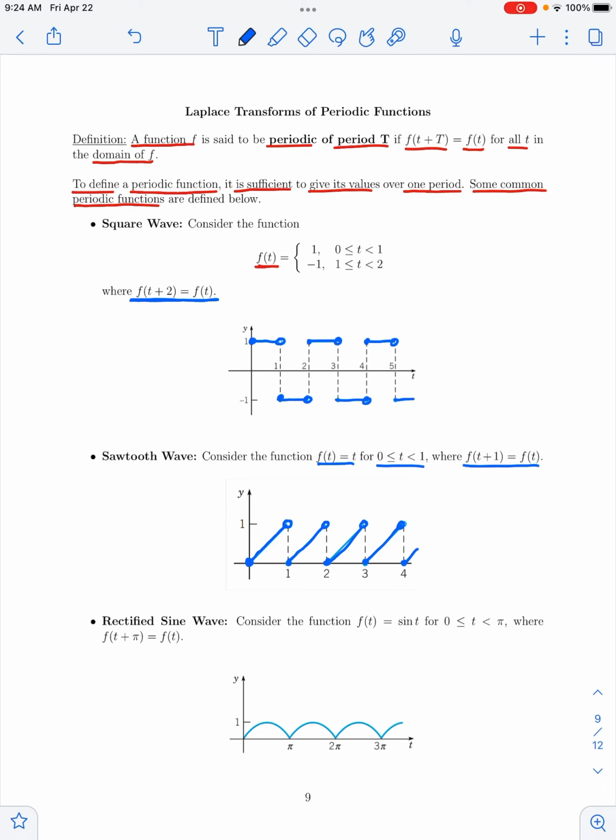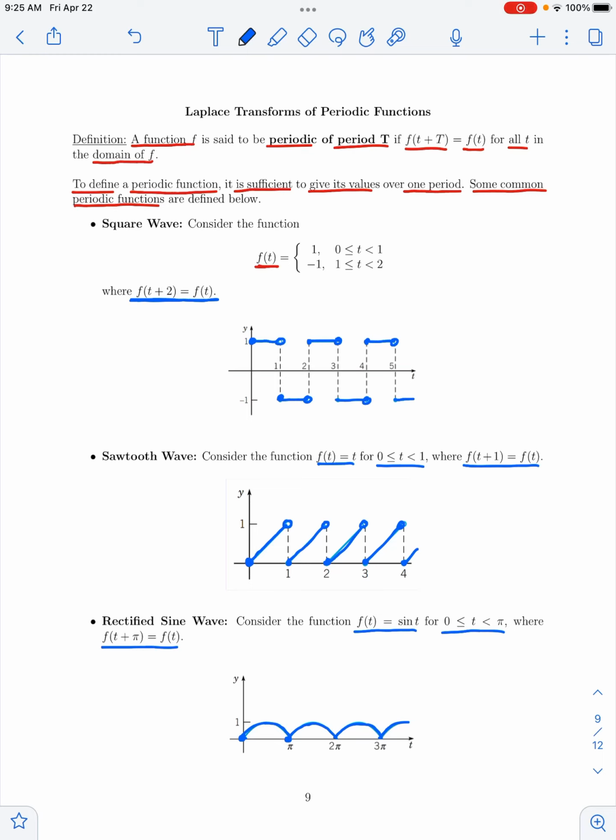And another common one is called a rectified sine wave. So suppose that we consider the function f of t, which is sine t, on the t interval from 0 to pi. So on 0 to pi, we know that our sine wave starts at 0, it increases to a value of 1 at pi over 2, and then decreases back to 0 at time pi. And then we specify that this function is periodic with period pi. So we repeat those values for all forward time with period pi.